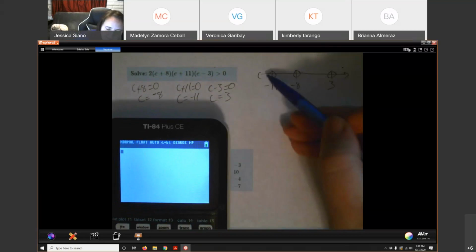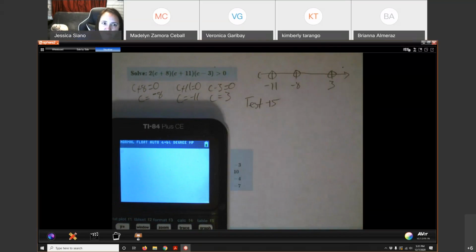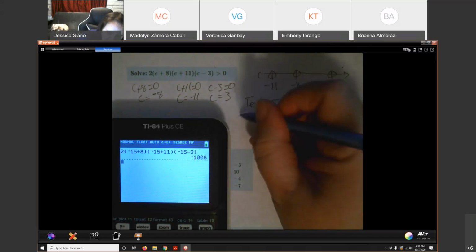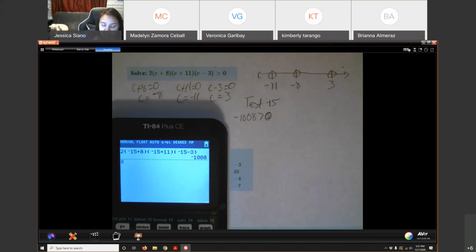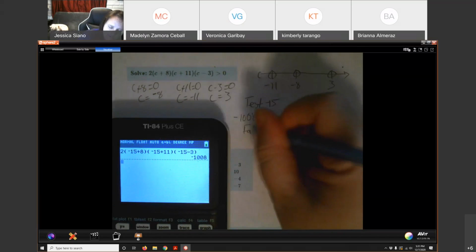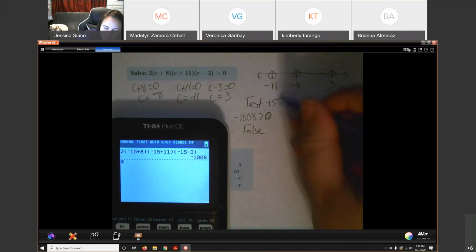A number to the left of -11, let's test -15. And when I test -15, I'm going to plug it in. So when I plug in -15, I get -1008. Is it true that -1008 is greater than 0? No. So that means I'm not going to shade in the section of the graph with -15.